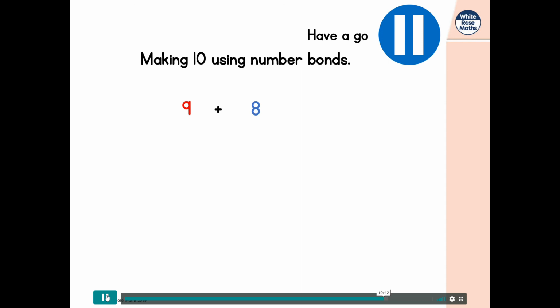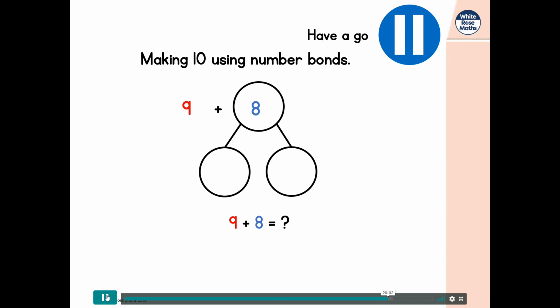Okay, so once again, what number will we choose to make 10? I chose the number 9 because it's closest to 10. So if I chose the number 9 for my 9 plus 8, I need to partition 8 into two numbers, and one of them has to help me make my number bond to 10 with the number 9. So what can I partition it into? 8 can be partitioned into, good, 1 for my 9 and 7 more.